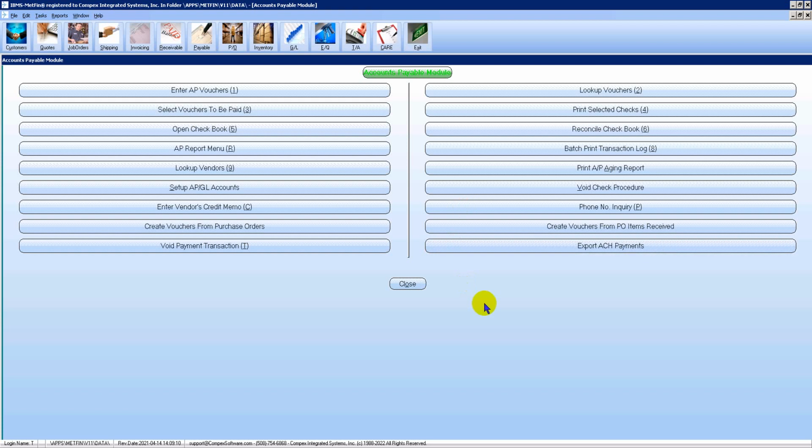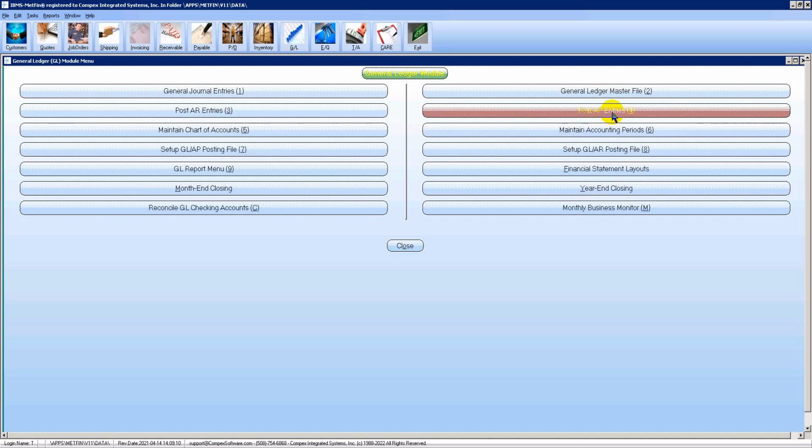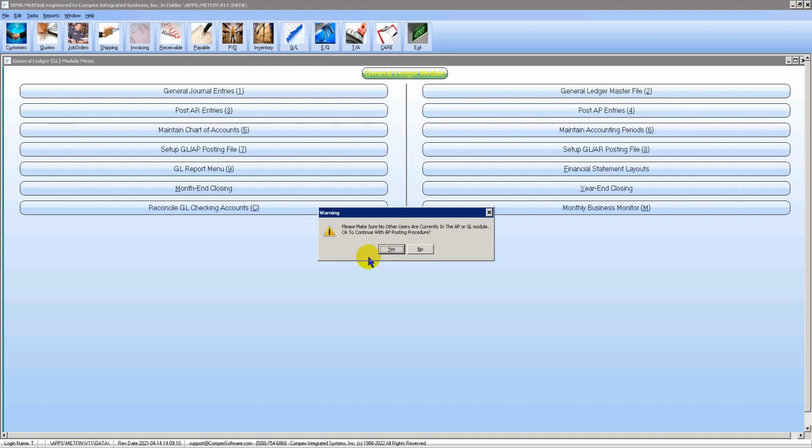Okay, so after we have applied the credit memo against the open voucher, the balance for that accounts payable account should be reduced by the same amount, and the expense account should also have been reduced because we wrote it off. So let's go ahead and post to the general ledger again and see what happened.